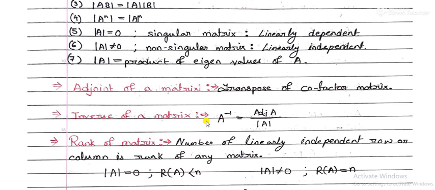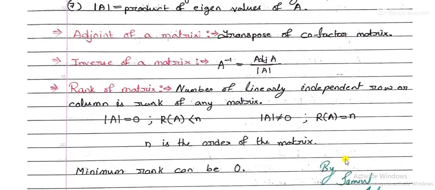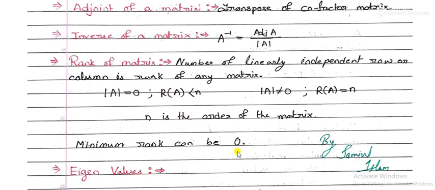So if you have a matrix A and the determinant of A equals 0, then the rank of A must be less than n, where n is the order of the matrix, and if determinant of A is not equal to 0, then the rank of A must be n. The minimum rank of any matrix can be 0, it is generally for the null matrix.